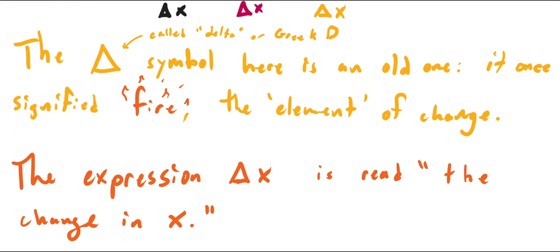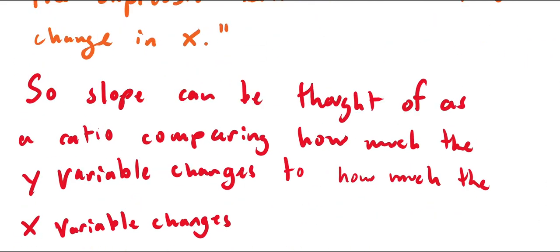So the expression delta x, which you could read as delta x or the change in x, means how much did the variable x change in value? And so we could think about slope in terms of this change. Slope can be thought of as the ratio comparing how much the variable y changes to how much the variable x changes.